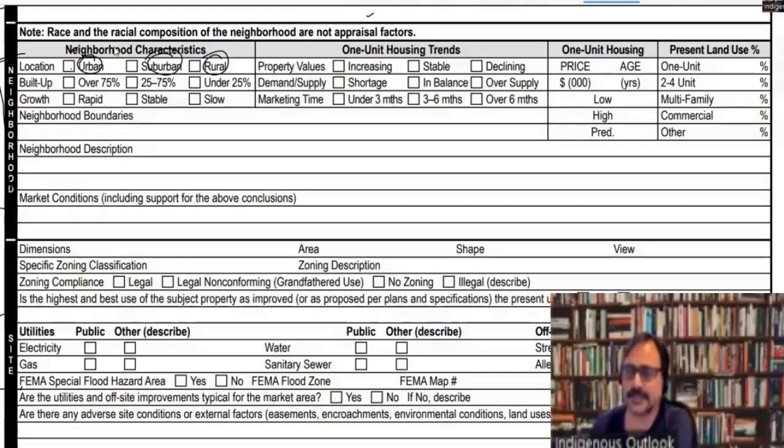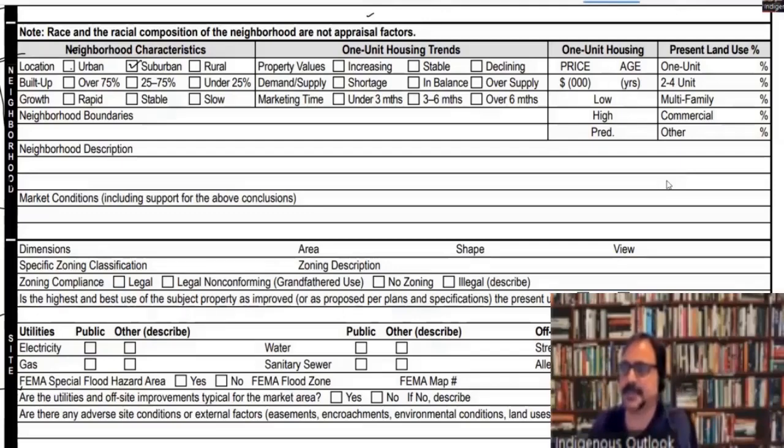So where the property is situated, what is the neighborhood? Is the location urban, suburban, or rural? Now, please be very careful and attentive while going through this section, because it's very, very important. A lot of information you can make out from here, and whatever we discuss here is going to give us a lot of information in the following pages. Okay. So location, let's say it's suburban.